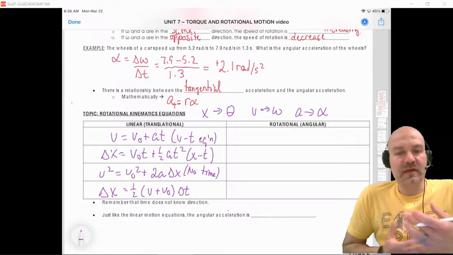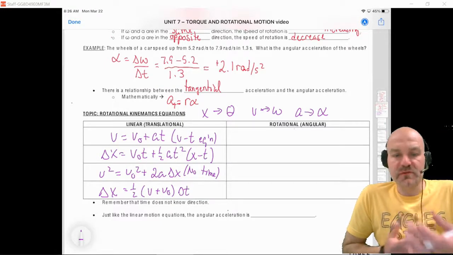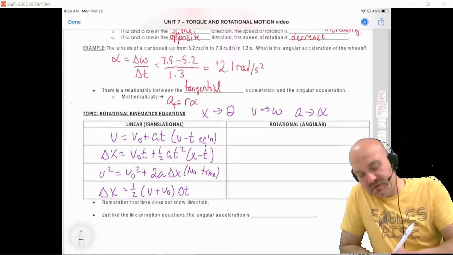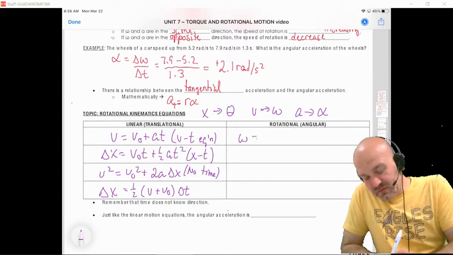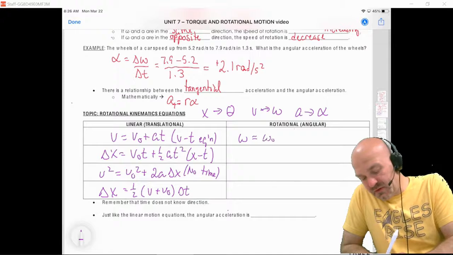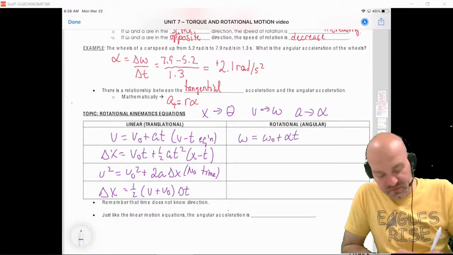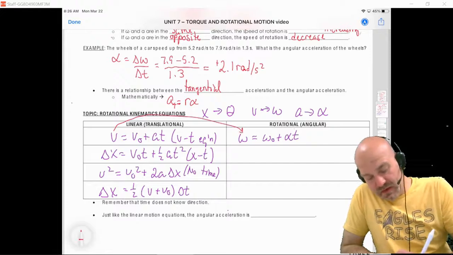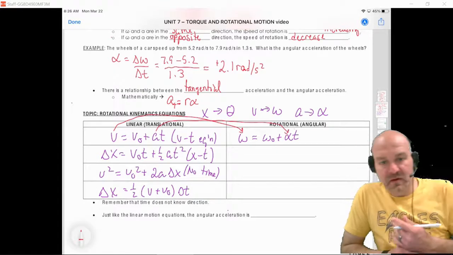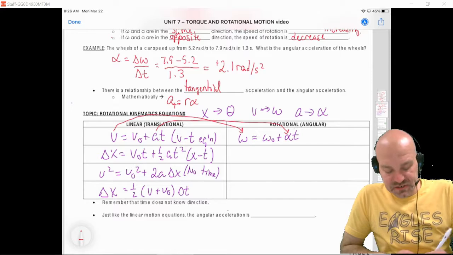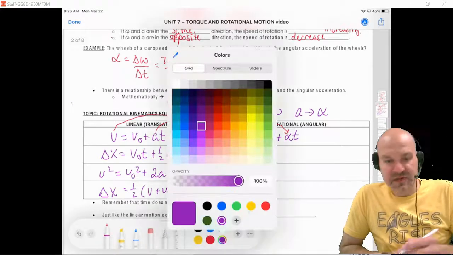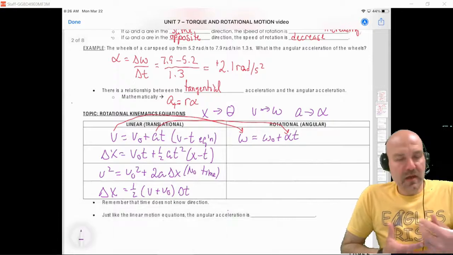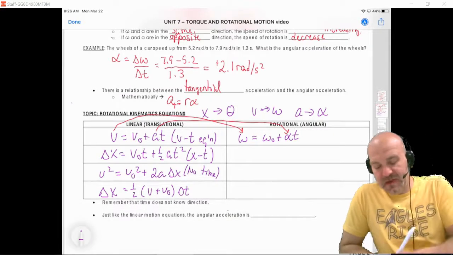So if we're going to write the rotational equivalents, all we have to do is replace all the standard letters with the Greek letters. Okay, so let's go for it. First equation: omega equals omega 0 plus alpha t. All I did was swap out the variables: v became omega, a became alpha. And one thing to note is that time doesn't change. Again, time doesn't care about direction, or if it's traveling linearly or rotating. It just cares that you started a stopwatch and you stopped the stopwatch.